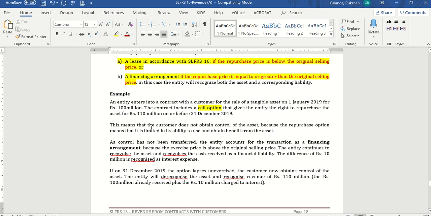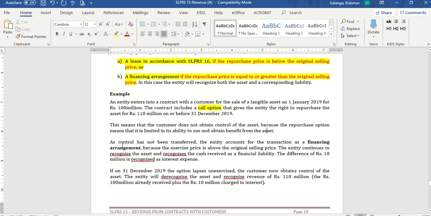But how to treat this? This means the customer does not obtain control of the asset because the repurchase option means that it is limited in its ability to use and obtain benefit from the asset. So what happened? There's an option to purchase it back. They have a call option, right? So you can't recognize that as what? Revenue, because it has a call option.